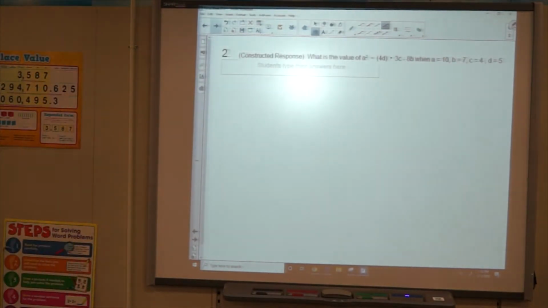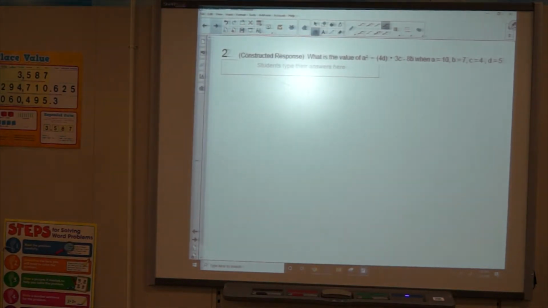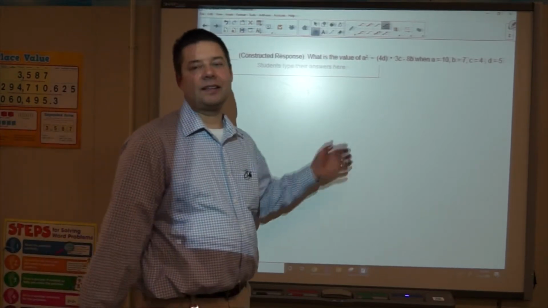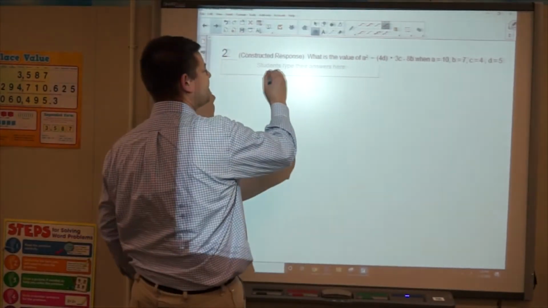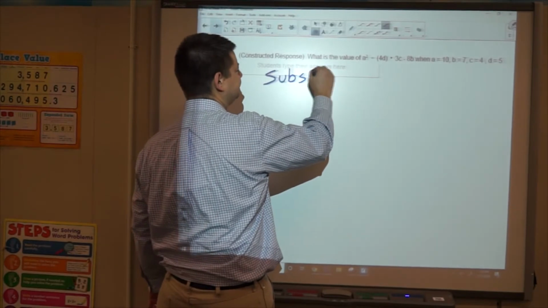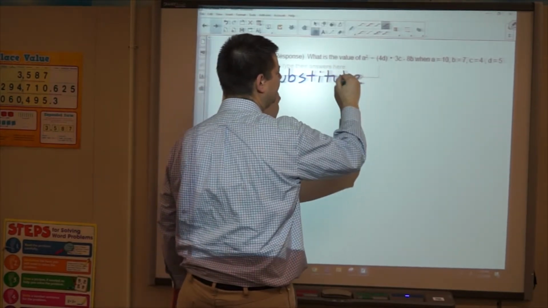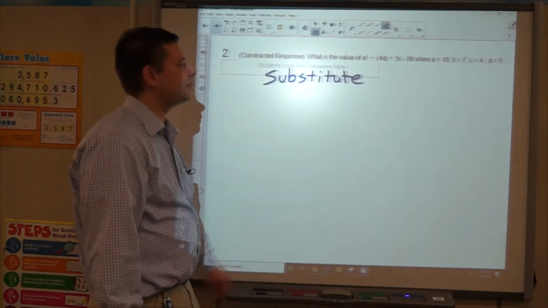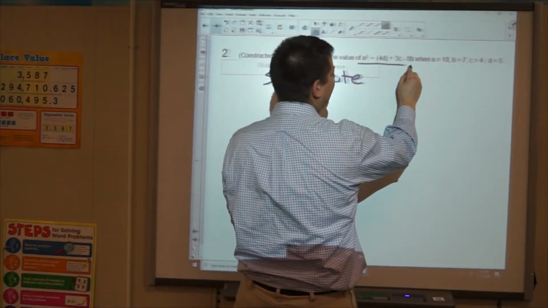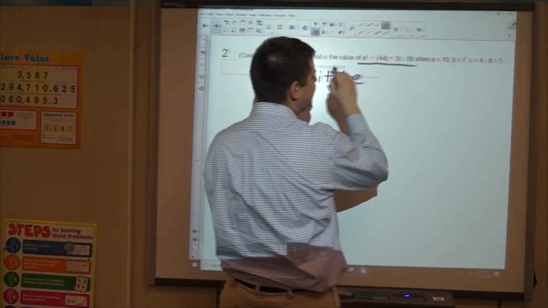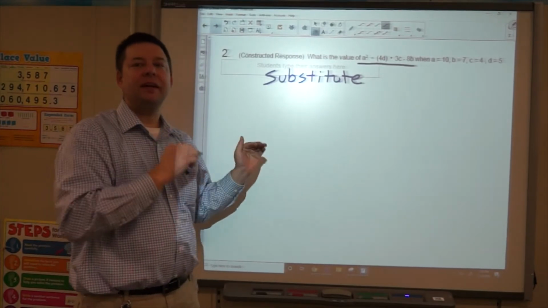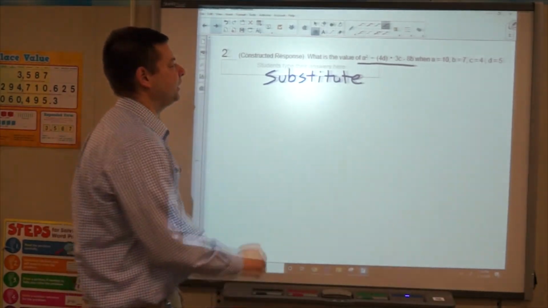Number 2 says, what is the value of a squared divided by 4d times 3c minus 8b when a equals 10, b equals 7, c equals 4, and d equals 5? Wow, we've got some crazy stuff going on here, and it's a lot of substitution. So this one, remember, we want to just substitute. So for our purposes here in the video, I'm going to take this expression really, and then plug in the values that I see.